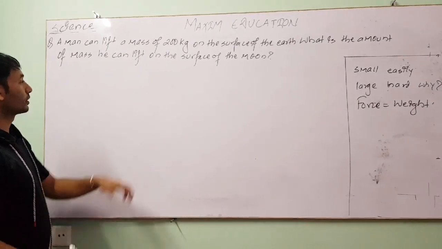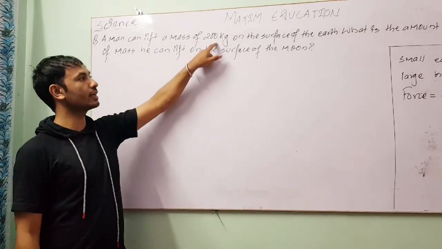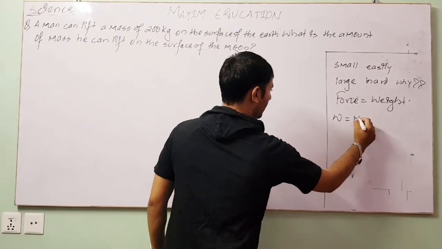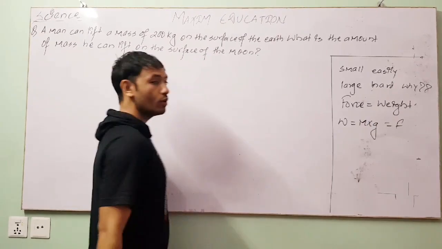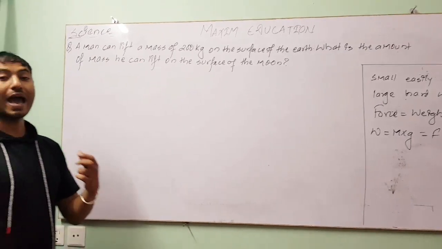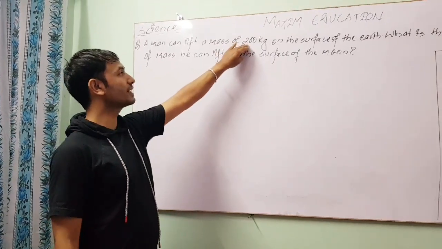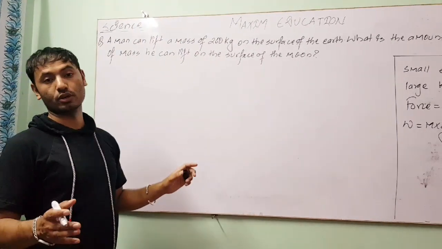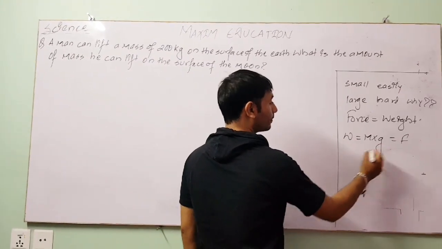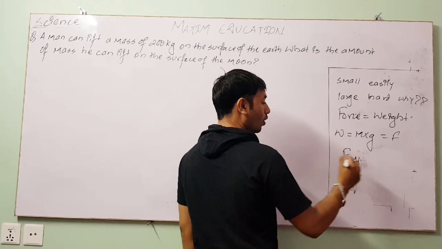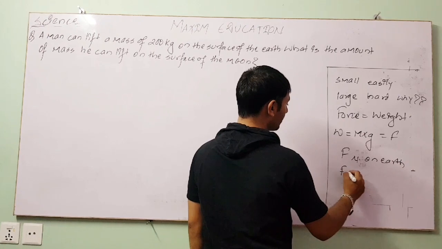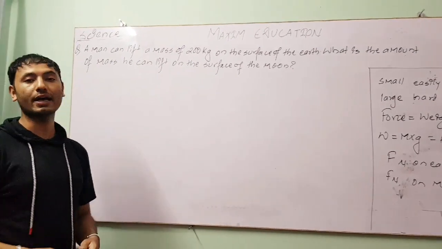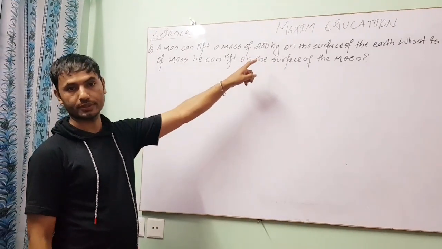Here in this question, a person can lift a mass of 200 kg. It means this 200 kg mass has a certain weight. Weight equals mass into acceleration due to gravity, and this is equal to the gravitational force, because weight is the force of gravitation acting on the mass of an object. So however much force he applies to lift 200 kg mass on the surface of earth, that much force he can apply on the surface of moon also. If the person can apply F Newton force on earth, then he can apply that same F Newton force on moon also. It means the only factor that differs with the mass is the value of acceleration due to gravity. Let's see it.